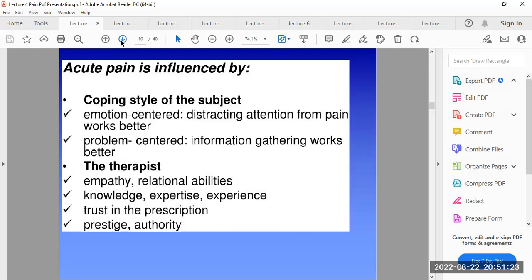All right. Now, acute pain is also influenced by the coping styles of the subject. Is it emotion-centered, or is it more problem-centered? Emotion-centered, distracting attention from pain, works very well, as does problem-centered information gathering. Distract yourself from pain, trying to do other activities is also very good. Problem-centered means looking for information on how to counter painful situations, as well as working with a therapist. Emotional empathy and relational abilities, where the therapist assists one to work well.